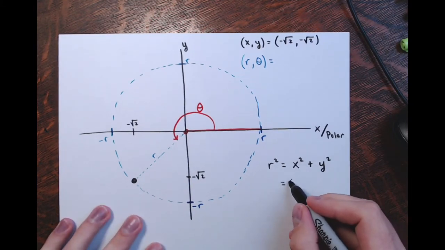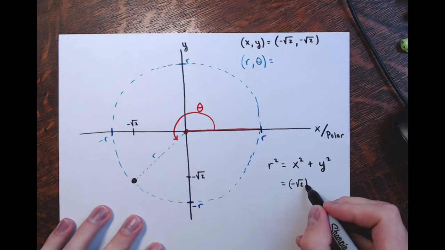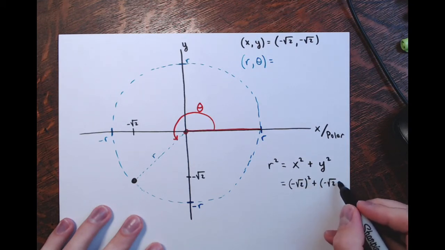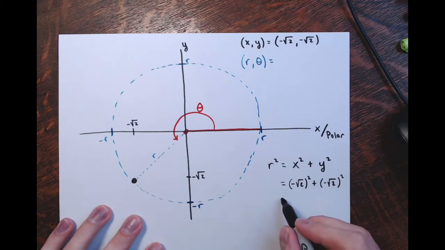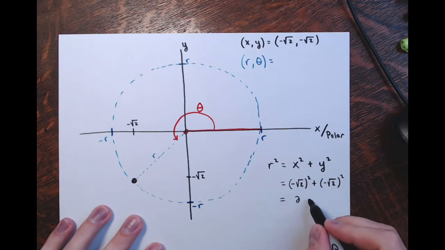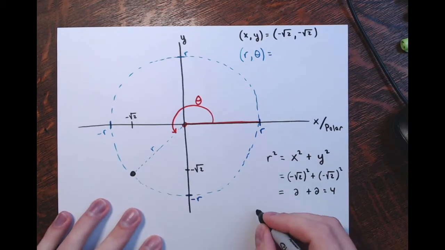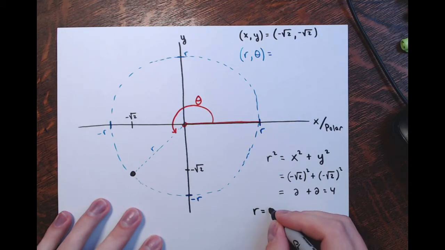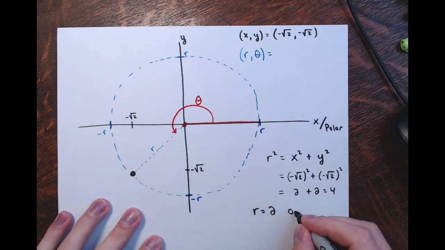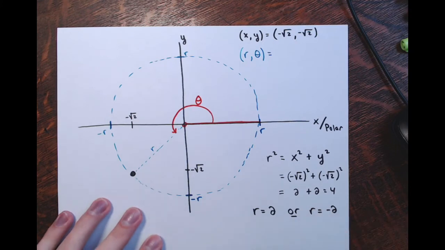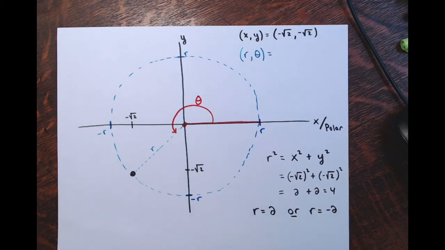So this is negative square root of 2 squared plus, and then again, negative square root of 2 squared. And this is simply 2 plus 2, which is 4. So we have r squared equals 4. Now remember, that means one of two things. r could be positive 2, or r could also be negative 2. Right? Both are valid when we're talking polar coordinates.